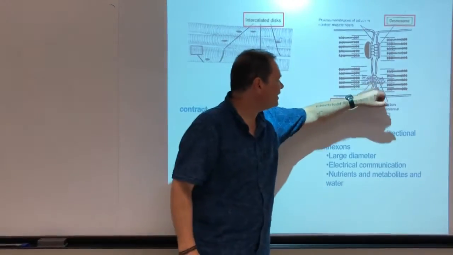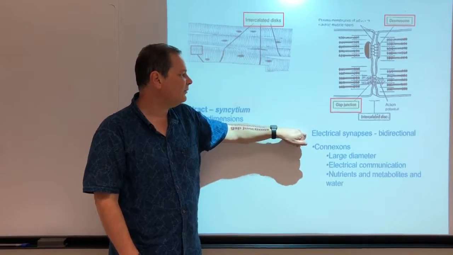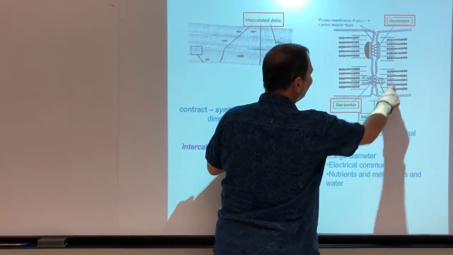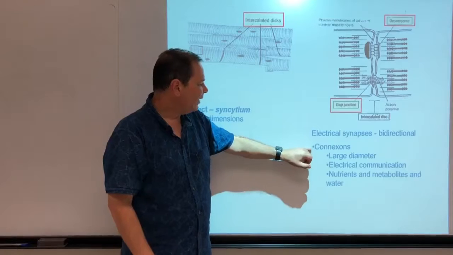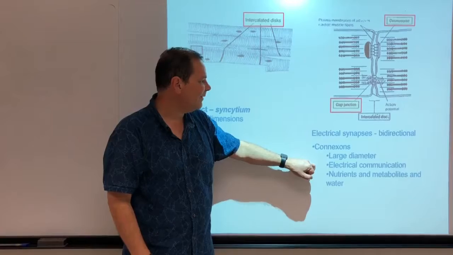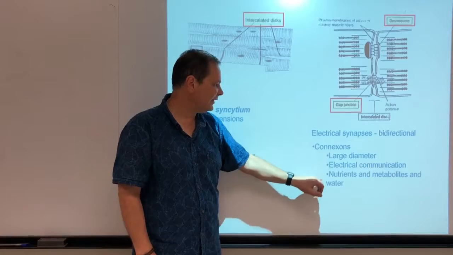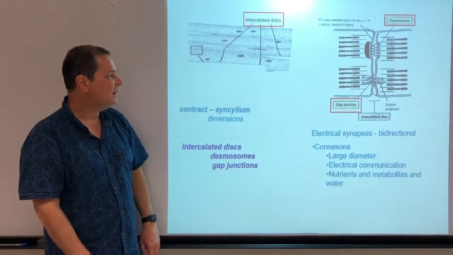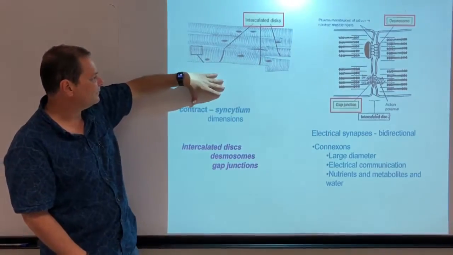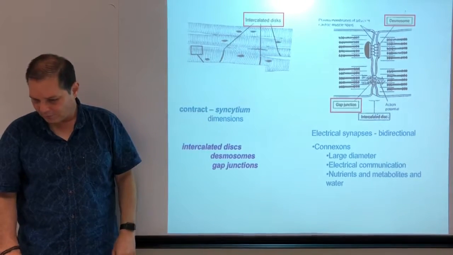So these gap junctions, which are part of our intercalated discs, are what we call electrical synapses, and they allow bidirectional movement of ions. They are made up of connexins. As I said, they're very large. They allow electrical communication between the myocytes by allowing ions to flow in between. And they also allow small organic molecules like nutrients and metabolites to get through. Okay? Because these are there, these individual myocytes sort of act together like they're one big myocyte. All right?